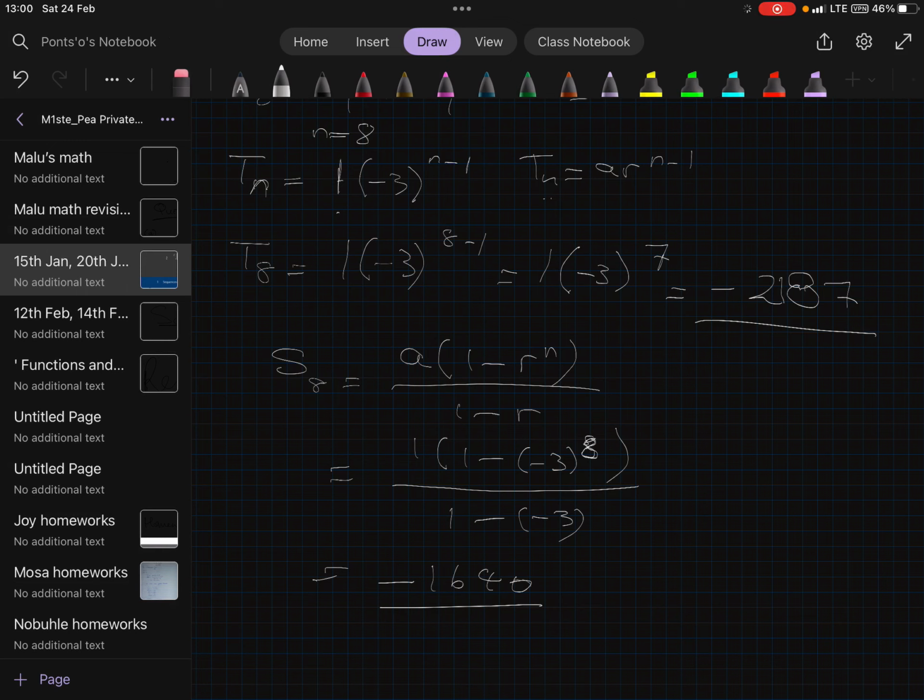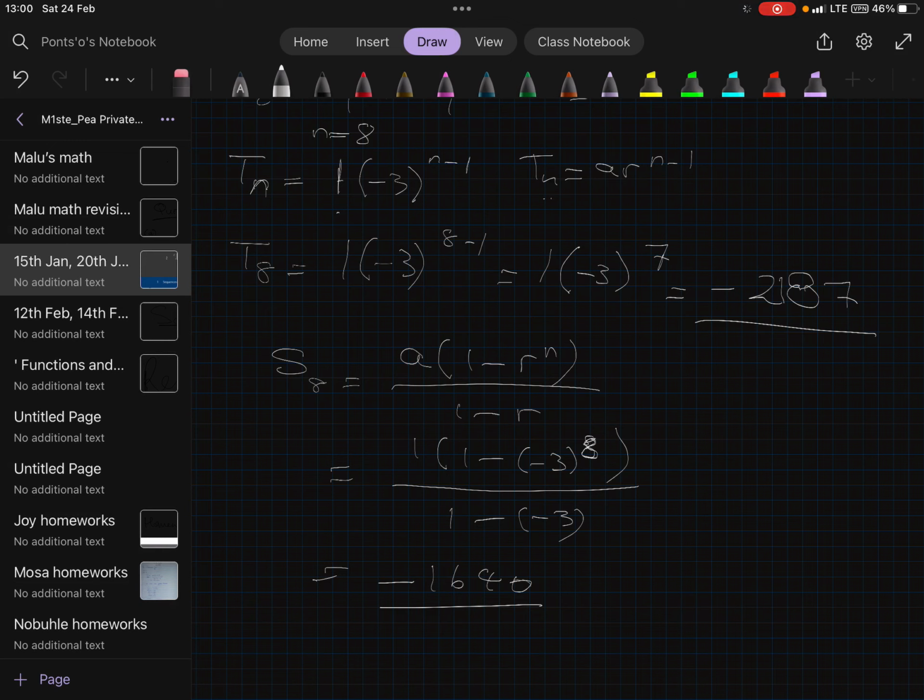The largest, or rather the 8th term, is negative 2187, right? But the sum of the first 8 terms is less than the 8th term. Why do you think that is? Why do you think the 8th term is larger than the sum of the first 8 terms? I don't know. You don't know.